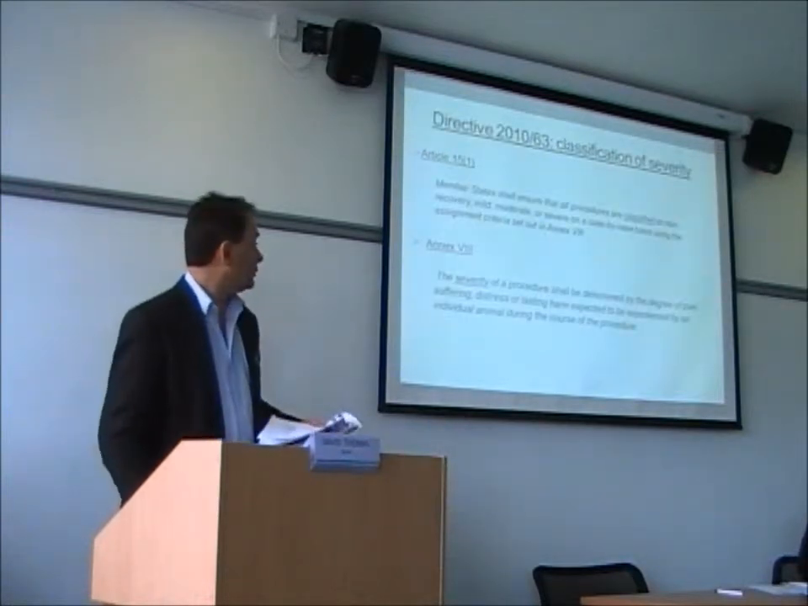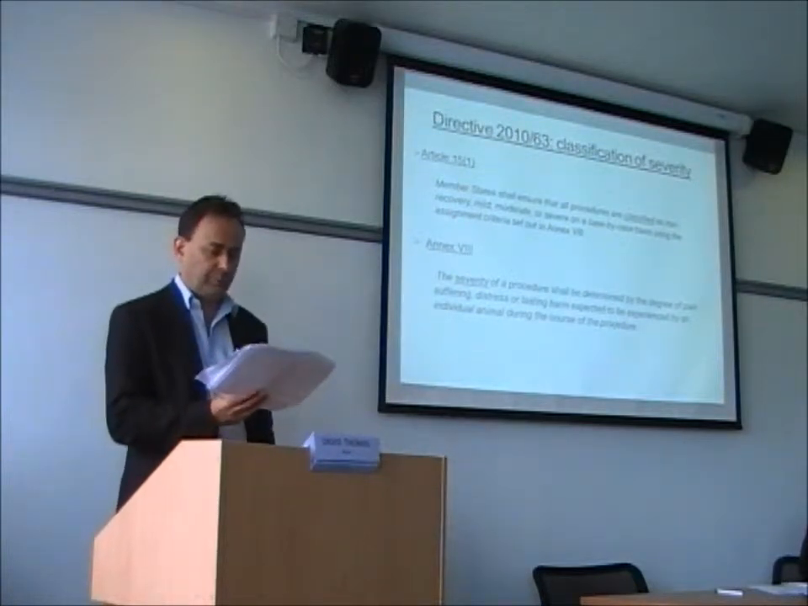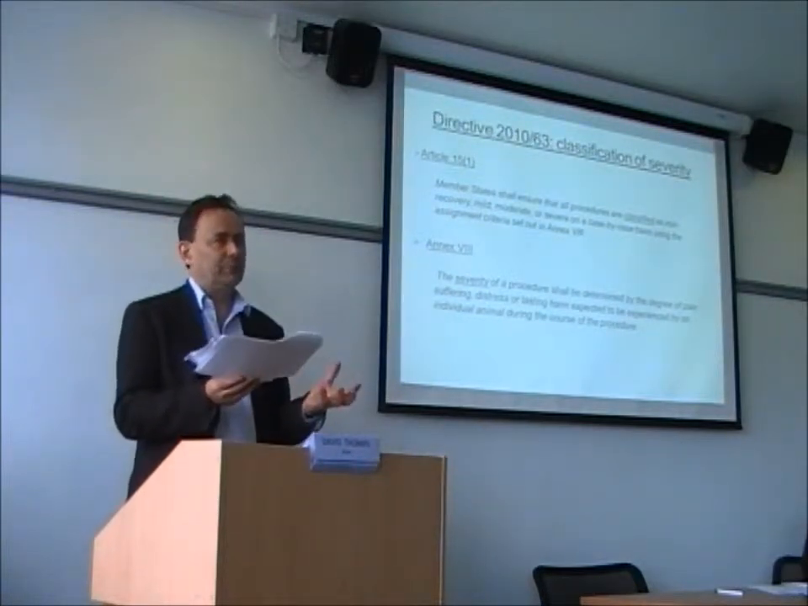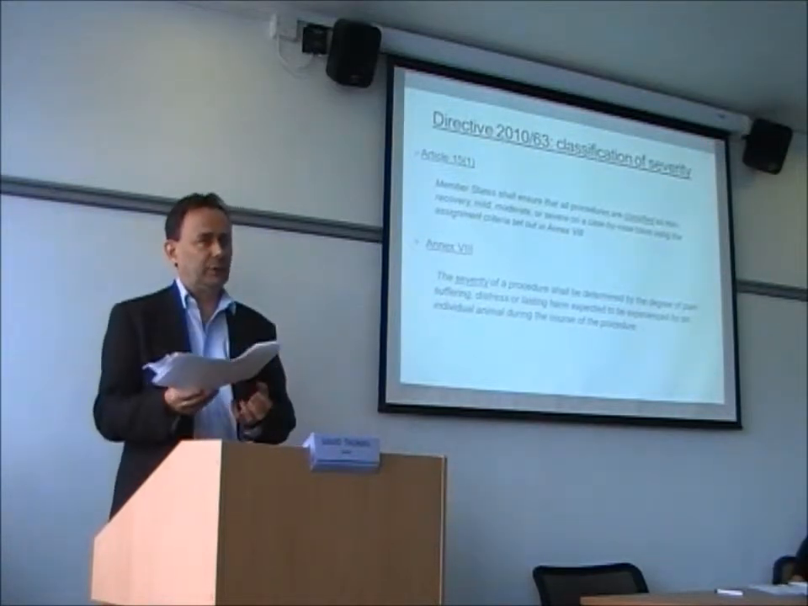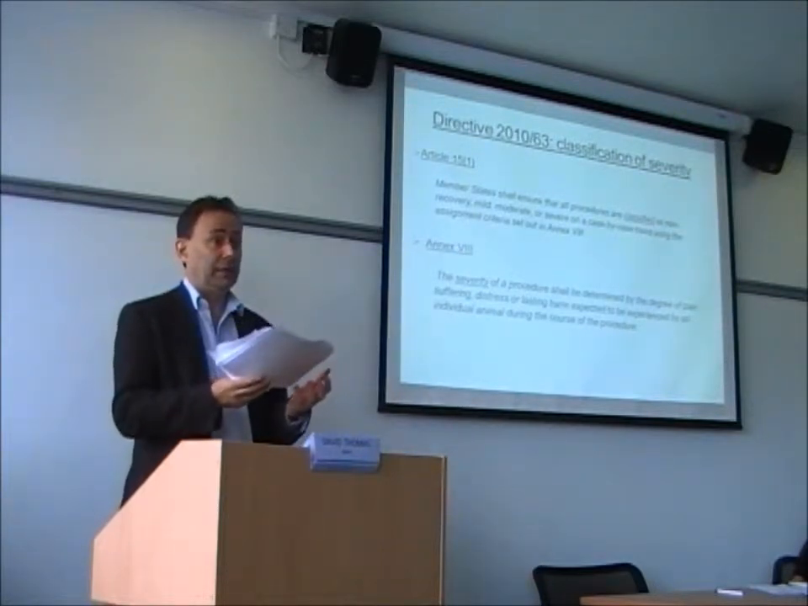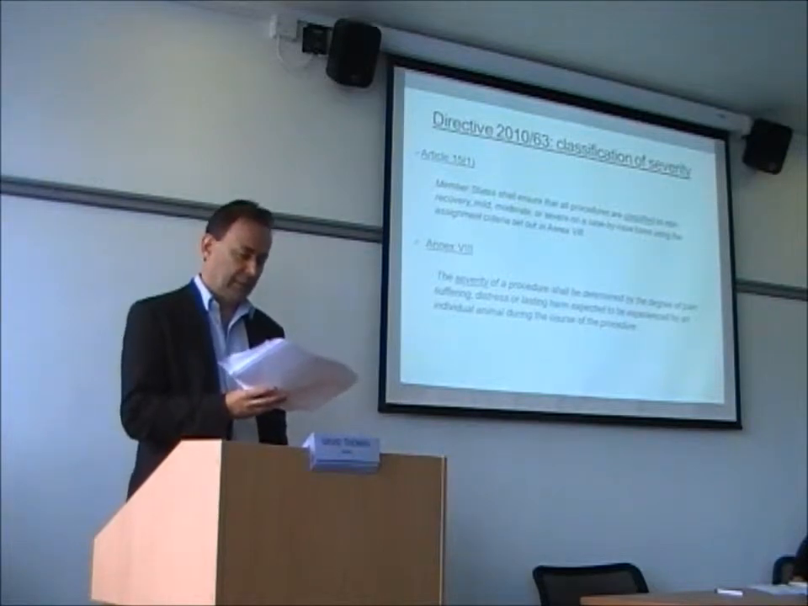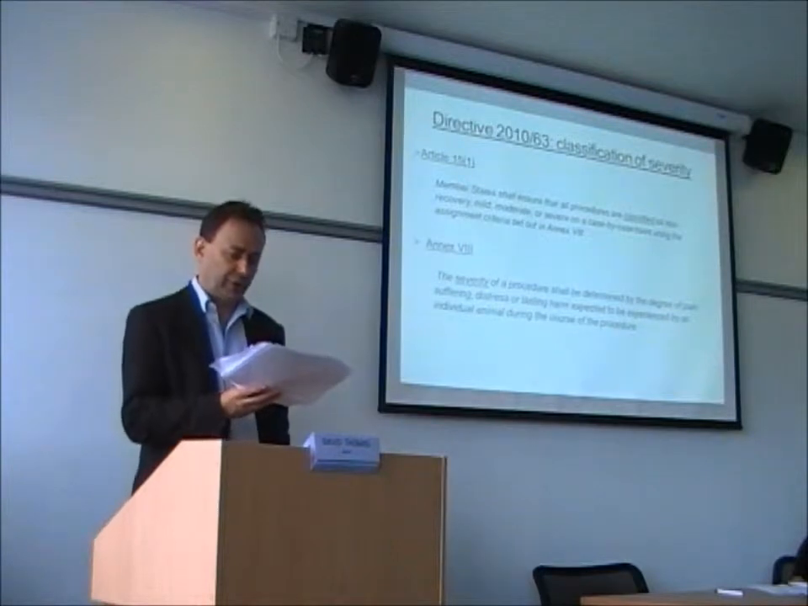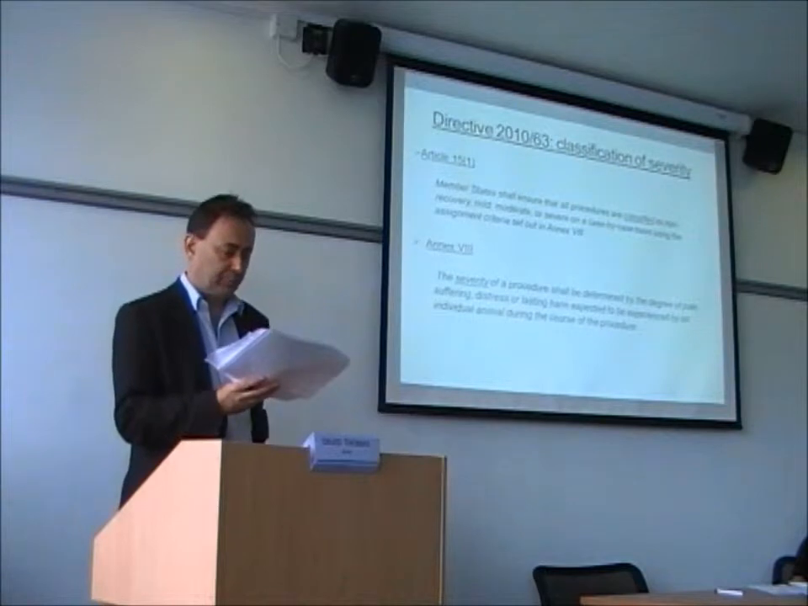So, classification of severity. Article 15.1 of the directive says that member states shall ensure that all procedures are classified. A procedure essentially means an experiment. It may involve more than one individual thing done to an animal, but it's the experiment as a whole. A project may involve a number of different procedures, but the focus for the directive is on procedures, on experiments. Member states shall ensure that all procedures are classified as non-recovery, mild, moderate, or severe on a case-by-case basis in accordance with Annex 8. I'll come back to that presently.